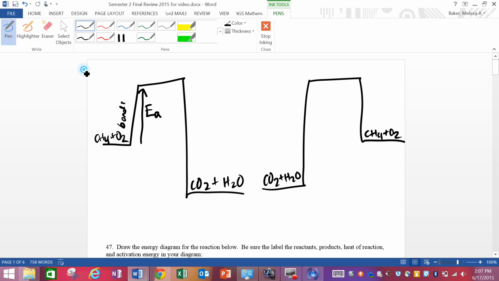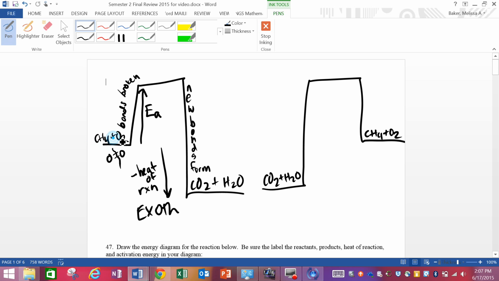Bonds are broken. So in my little example here, the carbon is bonded to 4 hydrogens. Those bonds are broken. And the oxygen double bonded to another oxygen, broken. And then new bonds form here. Notice that in this reaction, you get more energy from new bonds forming than you had to put in. Overall, that's a negative heat of reaction. This is the shape of all exothermic reactions, where energy is released.